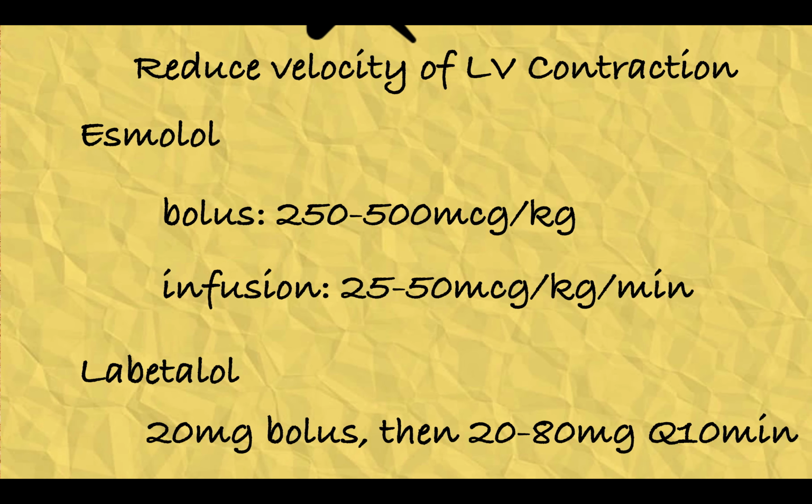There are two components to anti-impulse therapy, the first of which is reducing the velocity of LV contraction and, in turn, the heart rate. IV beta blockers are the agents of choice here. Esmolol is a cardioselective beta blocker with a very short half-life. This is useful if that type A dissection becomes complicated by cardiac tamponade.